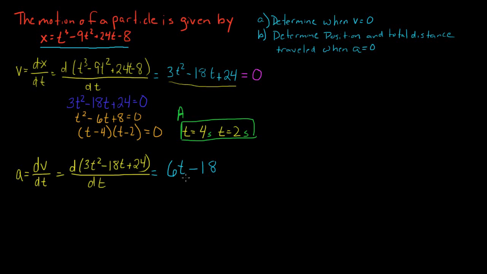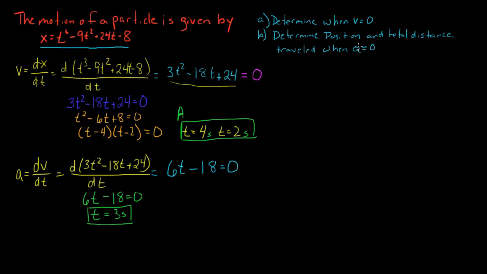Next, we have to figure out at what time our acceleration is equal to 0. So we take the same steps as we did with the velocity. We take the equation we just got for acceleration and we set it equal to 0. So I should probably write this here again. 6t minus 18 is equal to 0, so t is going to be equal to 3. So at time 3 seconds, our acceleration is equal to 0.